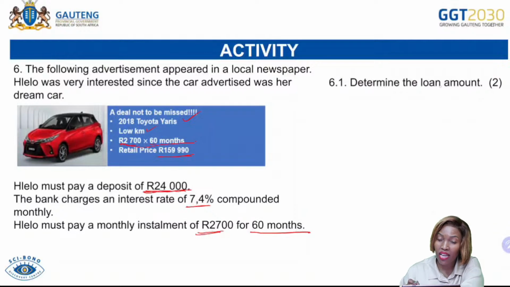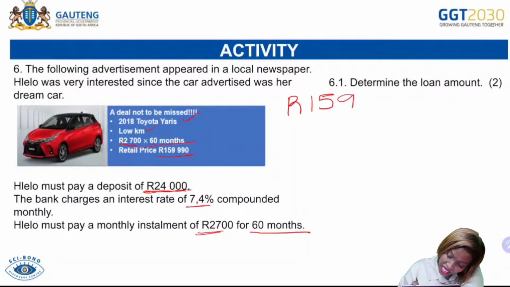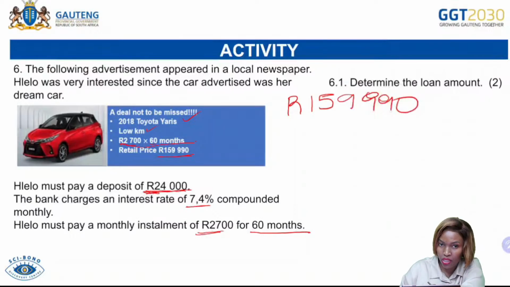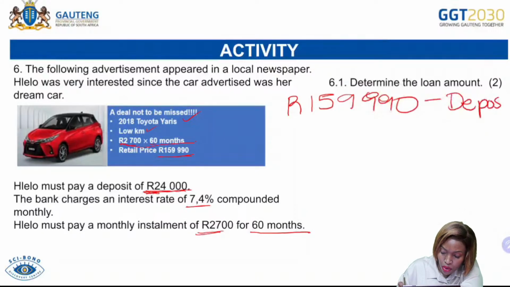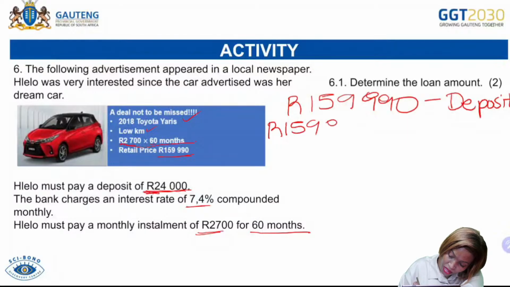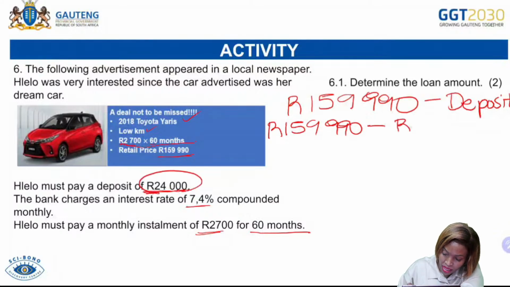What is the loan amount? The money that the bank will lend Hlelo. Remember the price of the car? It is 159,990, but she must pay the deposit, and the deposit comes from her. So the bank is not giving her the deposit. So to get the loan amount, you subtract the deposit. And then we'd say 159,990 minus, what is the deposit? 24,000. Minus a deposit of 24,000 rands.